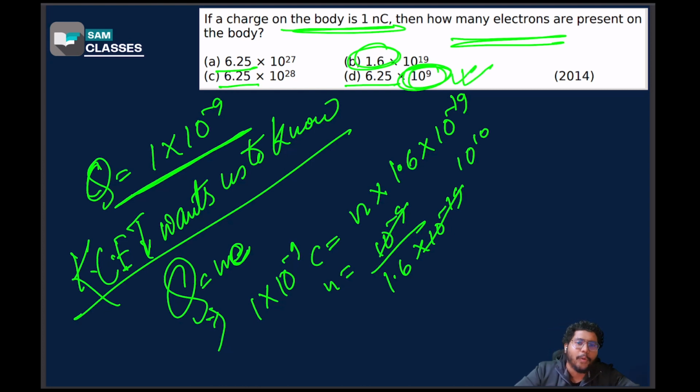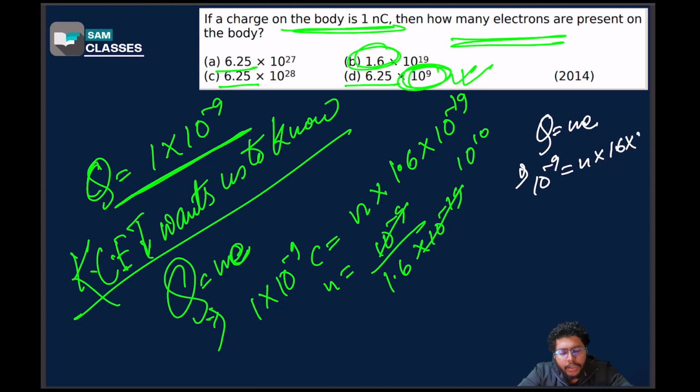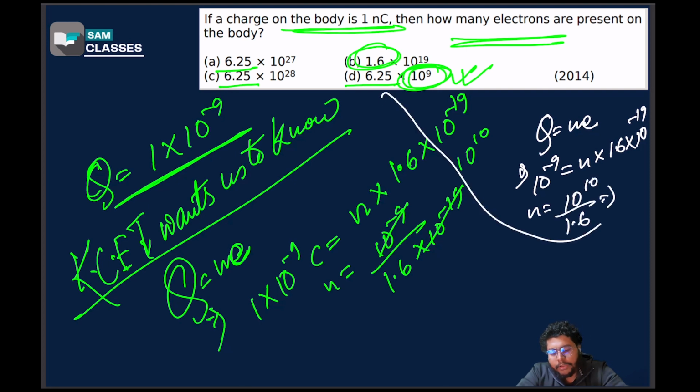So I don't need to solve the whole thing exactly, correct? You should understand what to do in the exam. If I want to solve it in less than 30 seconds, directly the formula should come: Q is equal to NE. Directly put the value, 10 power minus 9 is equal to N into 1.6 into 10 power minus 19. So N is equal to 10 power 10 by 1.6. That is near to the fourth option, question done. This is the way you have to approach the problem, not thinking here and there.